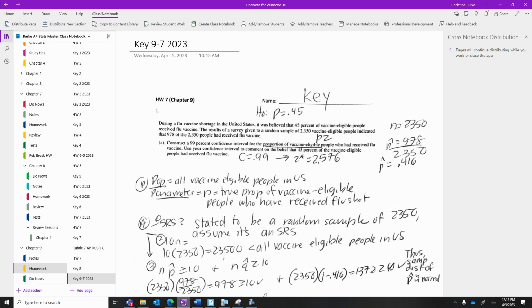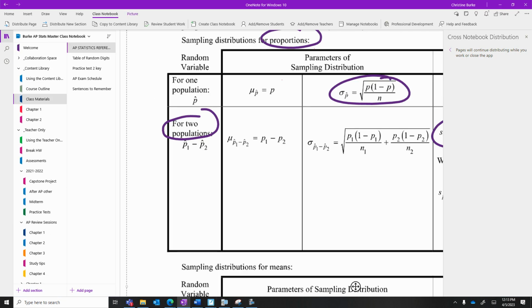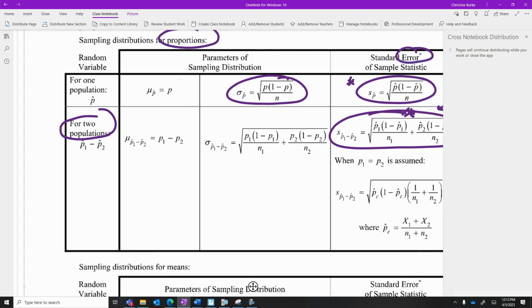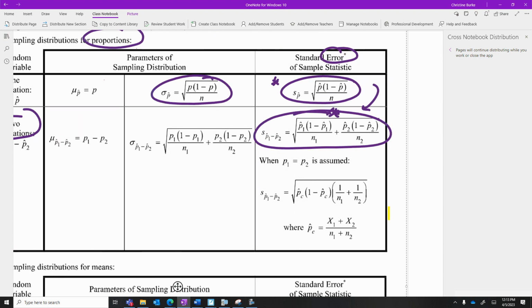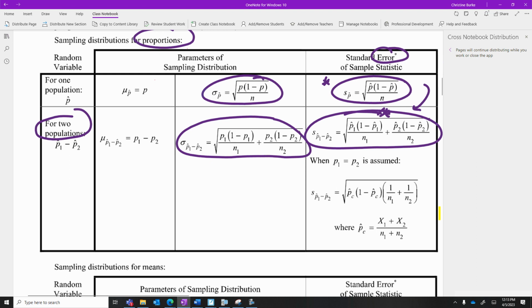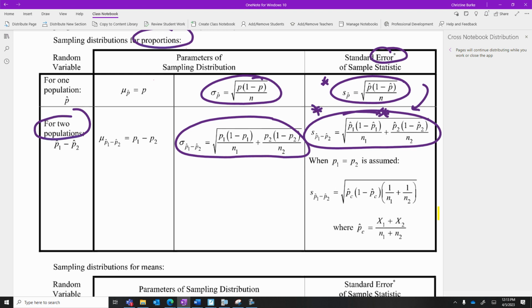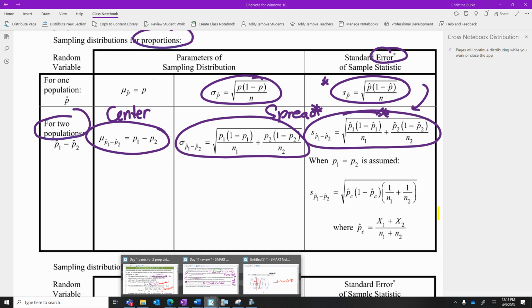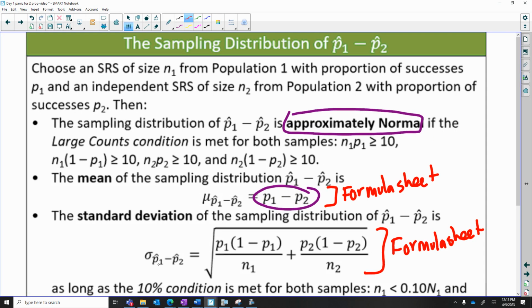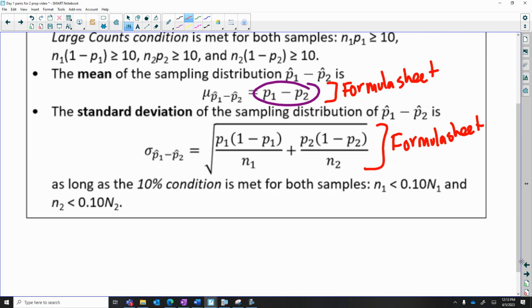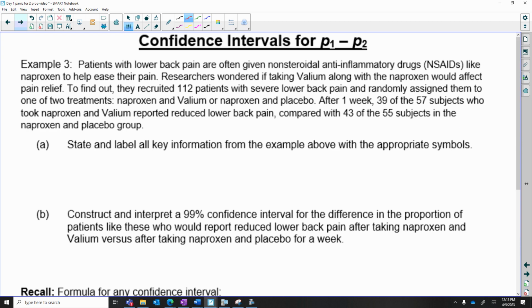So if we go back to our reference sheet, do you see that right here? We just went over this one, the standard error formula. This is the standard deviation formula, the standard error formula for two proportions, and here's the mean. The mean of p1 hat minus p2 hat, the center, should be centered at the difference of the true parameters, and this is the spread. So basically, everything's on the reference sheet. You just have to know where to look, and I think that's a hard thing for kids, they sometimes don't know where to look. And just remember, you always have to check that your conditions are met before you proceed with the standard deviation formula.